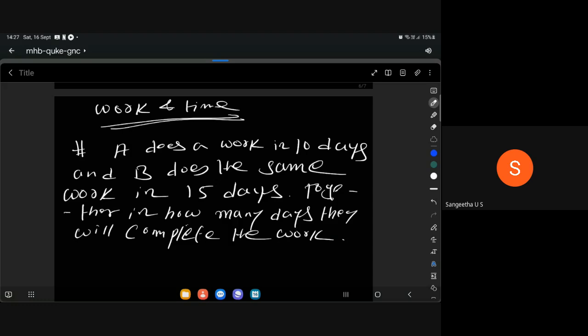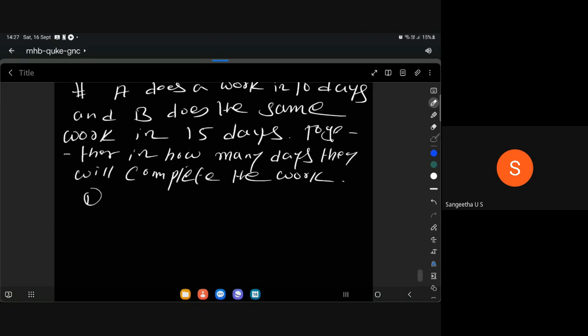So there is a quantity in this kind of case. You have to assume the quantity of work as one. One is the total quantity of work. Now you have to find out the rest. See, one is the total quantity of work.